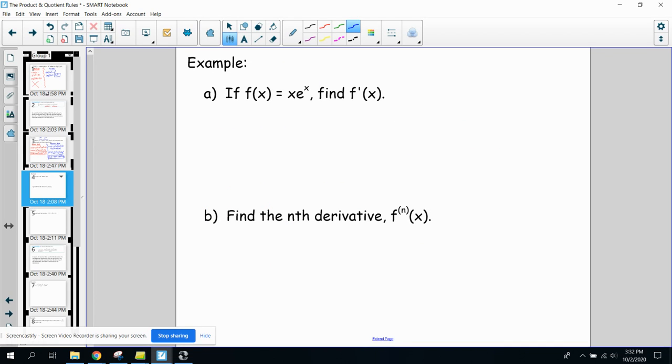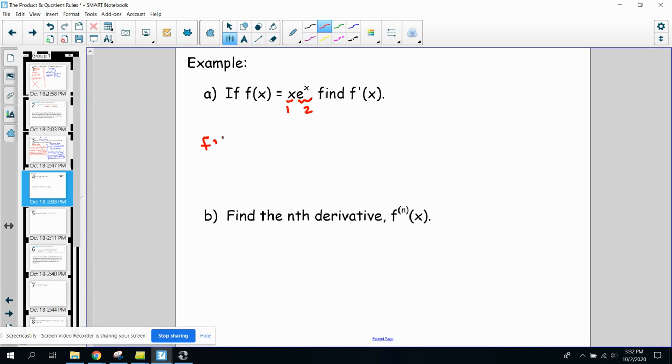Okay, so now we're going to look at this example here. So here we have f of x is equal to x e to the x, and we want to find f prime of x. So again, we want to break this up into the first and the second. So here the first is x, and e to the x is going to be the second one.